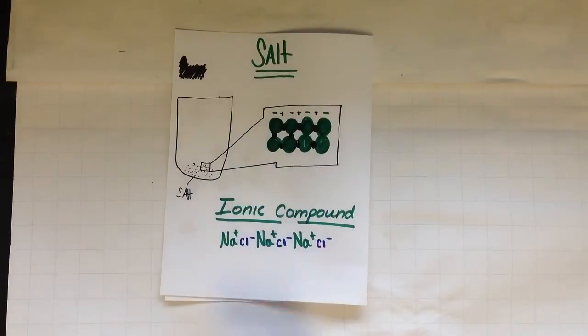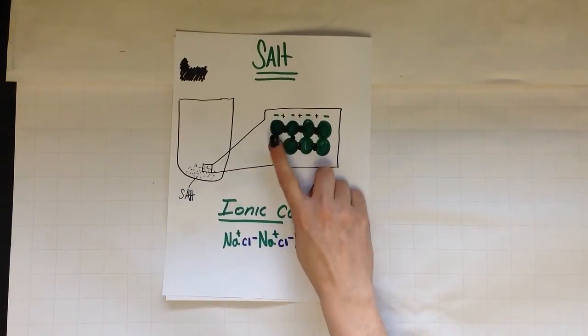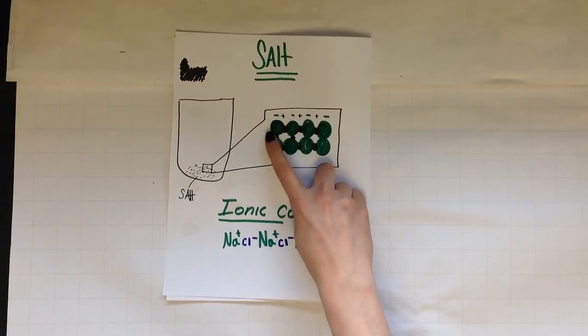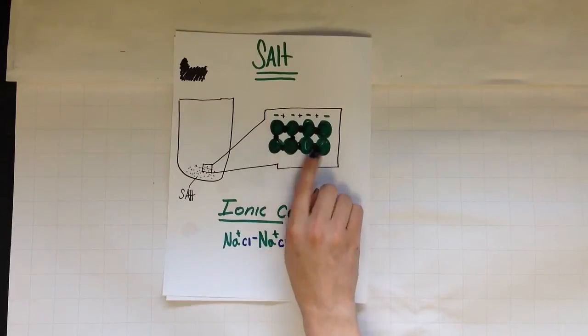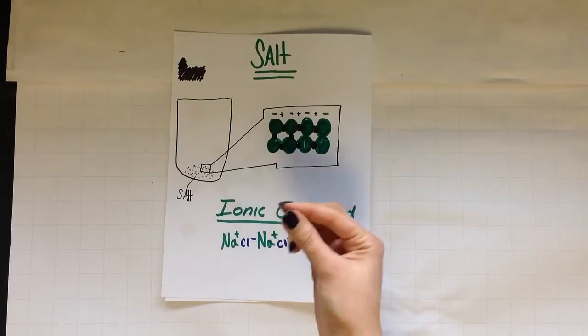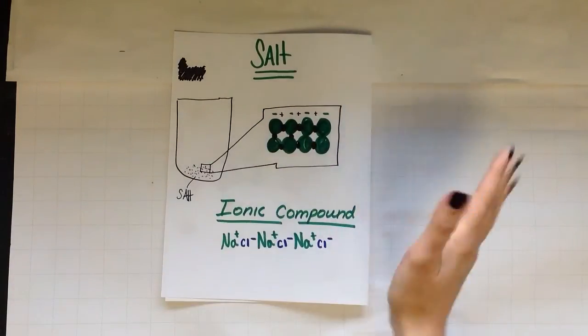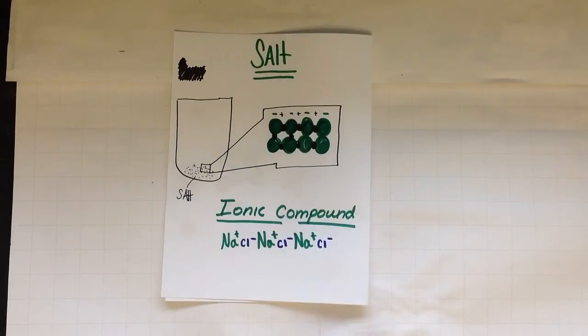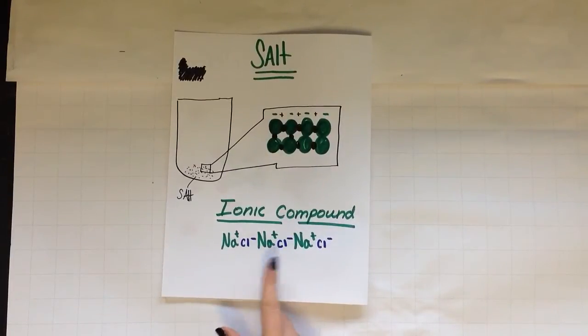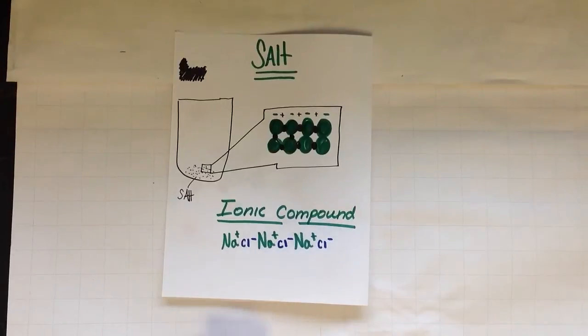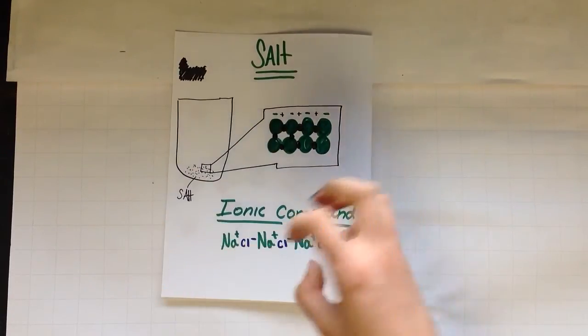First, let's take a look at salt. In my beaker I just have some salt, and notice I have my positives and negatives all bonded together, sodium chloride bonded all over. Remember, one little crystal of salt has millions of sodiums bonding to chlorine, sodium bonding to chlorine, all connected together. So you have constant positive, negative, positive, negative, positive, negative.